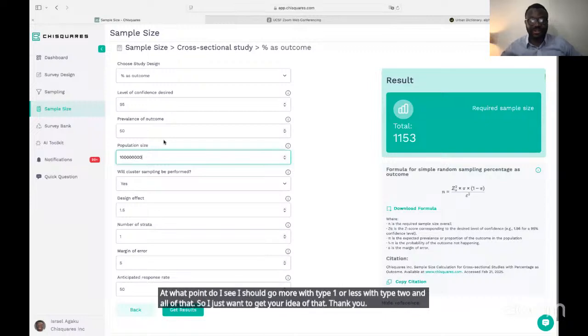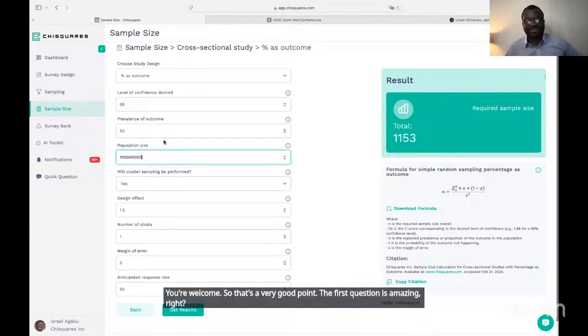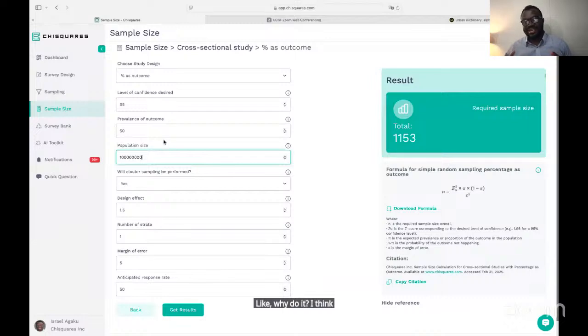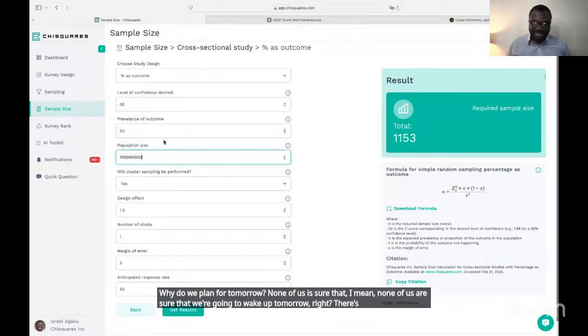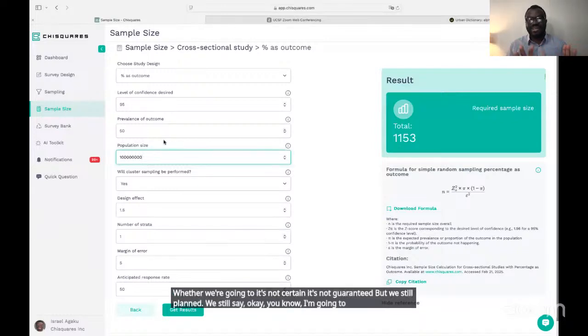Thank you. You're welcome. So that's a very good point. The first question is amazing, right? Why do it? I think it falls along the same lines as questions like, why do we plan for tomorrow? None of us are sure that we're going to wake up tomorrow, right? Planning just hinges on the stochastic. There's always a probabilistic element, it's not certain, it's not guaranteed, but we still plan, because it makes more sense to plan than not to plan.